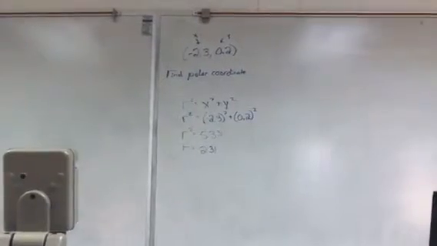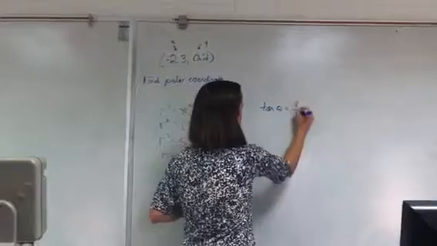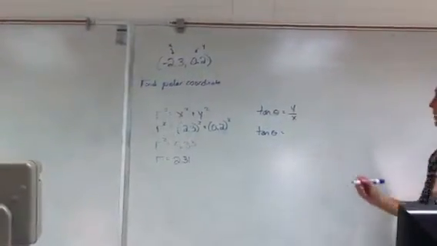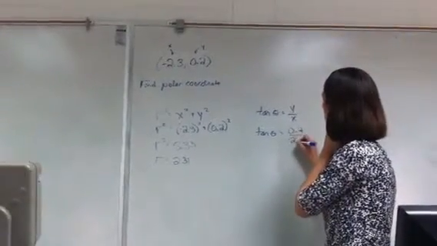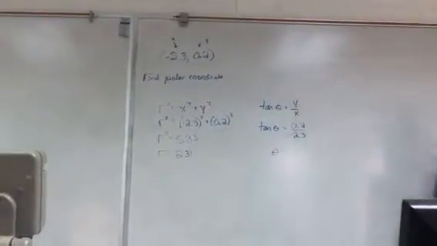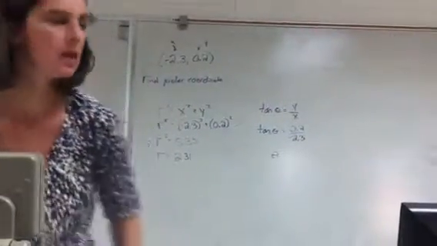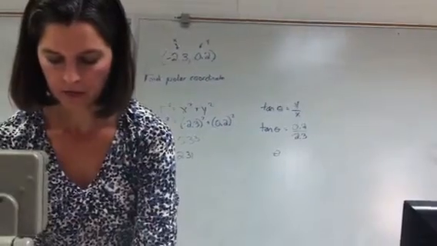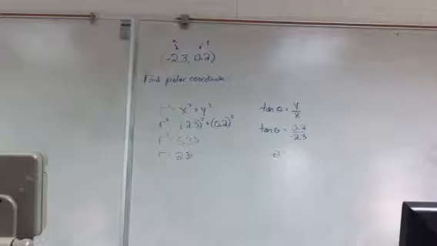Okay. And then you move to the tangent portion. All right, so you're going to say tangent is equal to y over x. Okay, so you're going to say 0.2 over negative 2.3. And then you're going to go to your calculator with an inverse tangent, right, to come up with that angle. Okay. So 0.2, 2.3. Right, and come up with that.